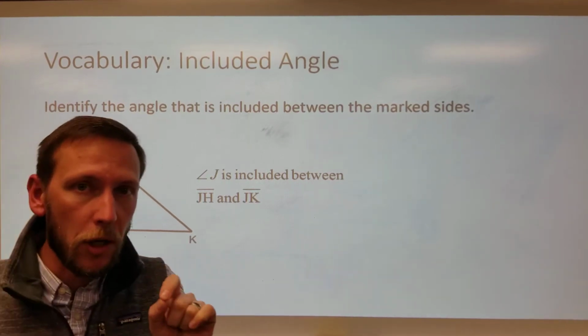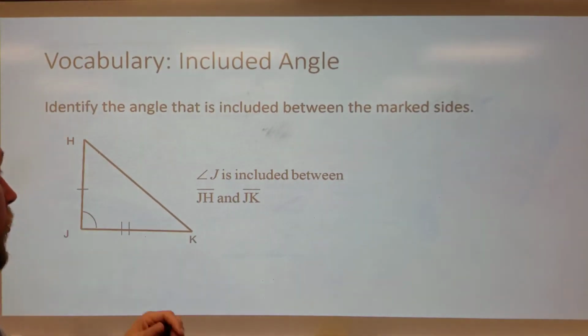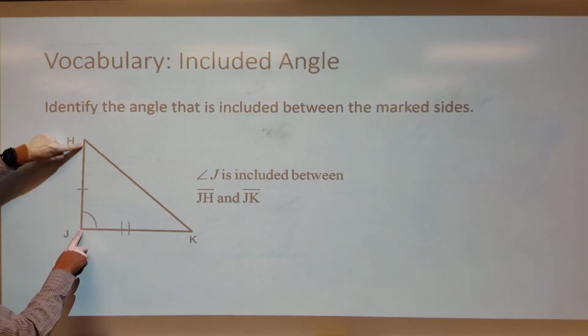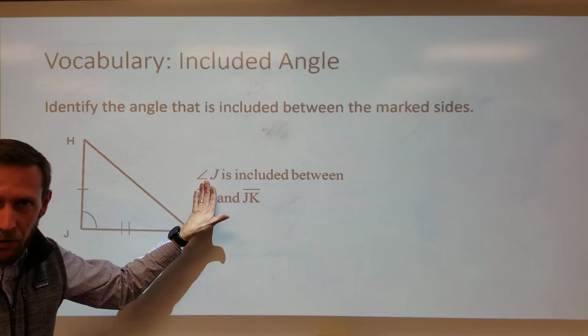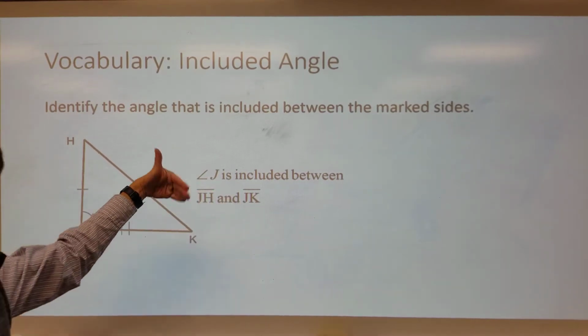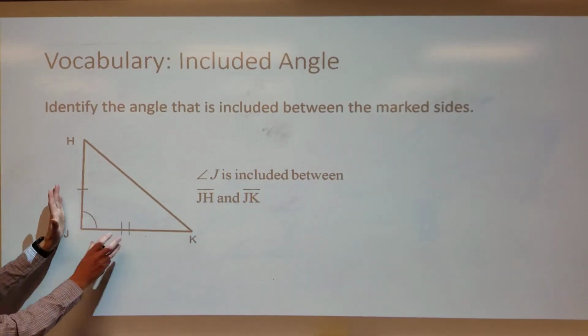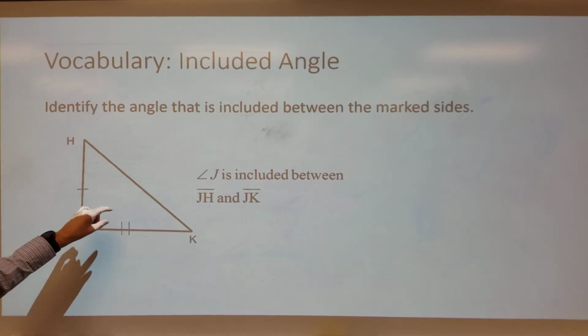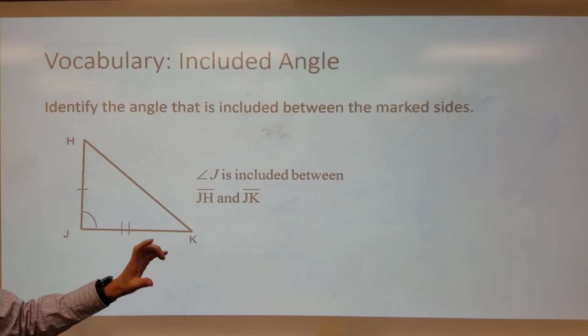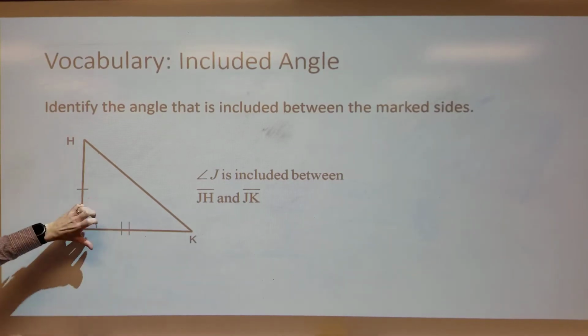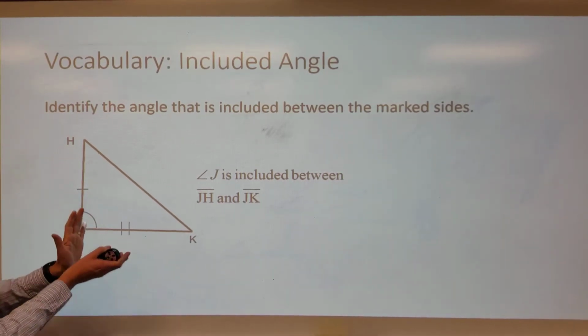Now, a quick little tip or trick, if you're curious, is if we have JH and JK, then J is the included angle, or at least J is the vertex. If we have multiple angles at point J, then we'll know that the angle at J for this triangle, KJH or HJK, is the correct angle that is included between the marked sides.